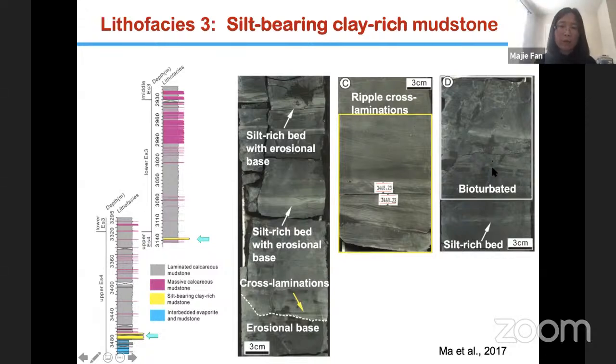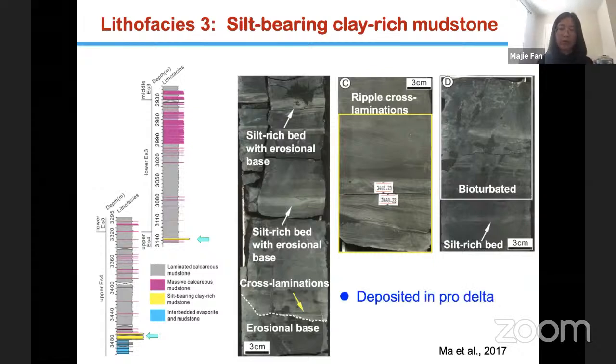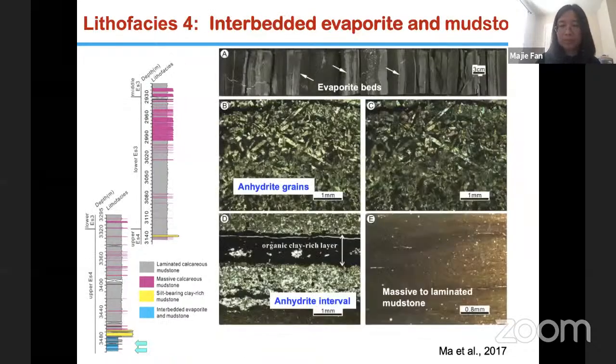In other parts of this lithofacies, we see a lot of bioturbation. Essentially the, my mouse is not moving. Okay, now it's moving. So we see a lot of bioturbation. Overall, this lithofacies was interpreted to be deposited in a prodelta environment, with the silt mostly delivered by the very frontal part of the delta.